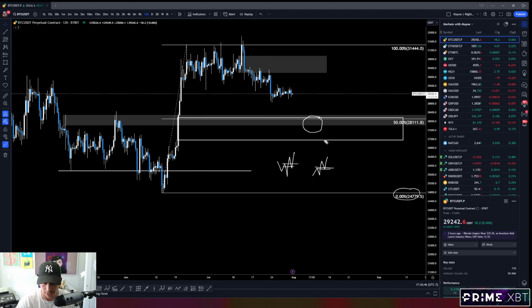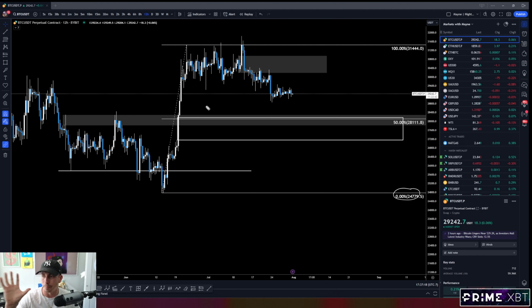Another thing I would consider is a move below the mid-range and then a reclaim. So if it gets below the mid-range and then reclaims it, easy. The deviation is your stop. The reclaim is your entry, right? And then I would target up into here initially, back up into this kind of 29.5 to 30K area. And then we see.